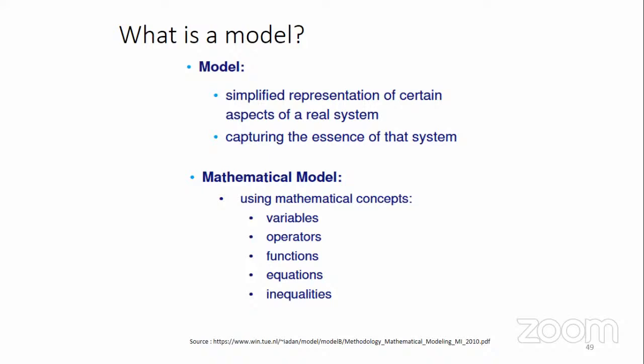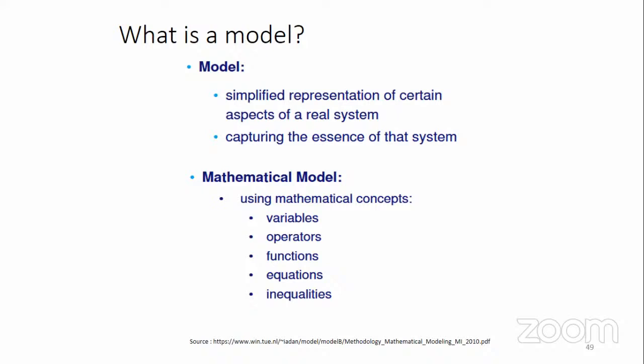So why is it a simplified representation? Because if you consider every aspect of the real system and put it into your model, the model will become too complex to handle and come to any meaningful conclusion. And that is why it is always a simplified representation. So that means there will be some simplifying assumptions in each model.